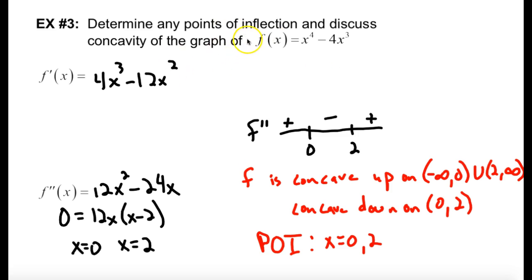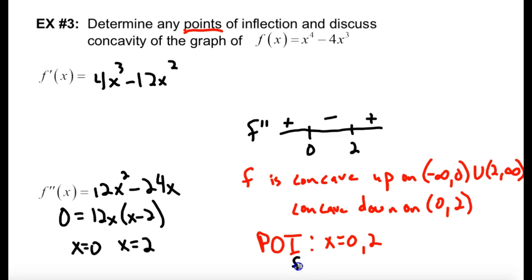So that answers every part of the question, right? Determine any points of inflection, so at these two values, and concave up on these intervals and concave down on this interval. Now we could, depending on how the question's worded, right? I guess technically, since this says points, we should plug these two values back into the original function to determine the entire point. So let's go ahead and do that.